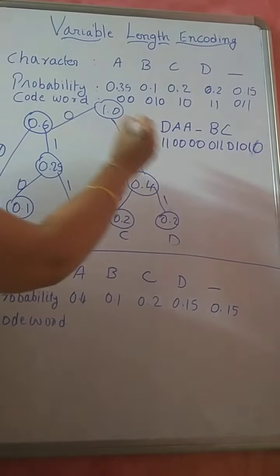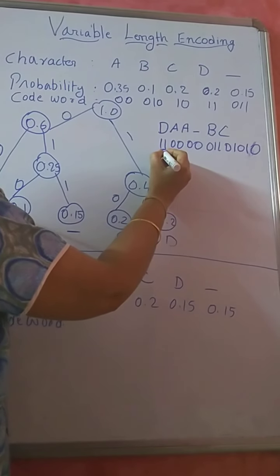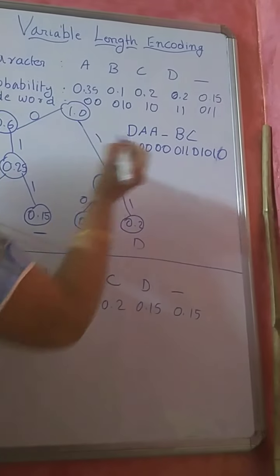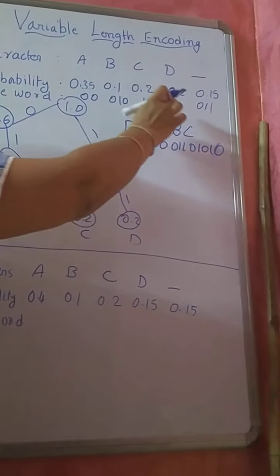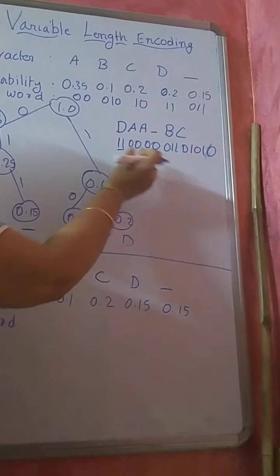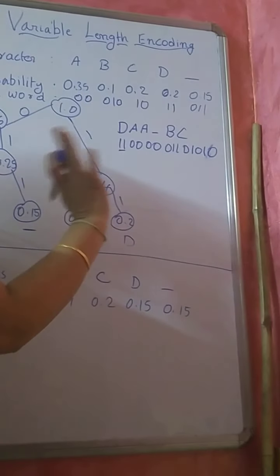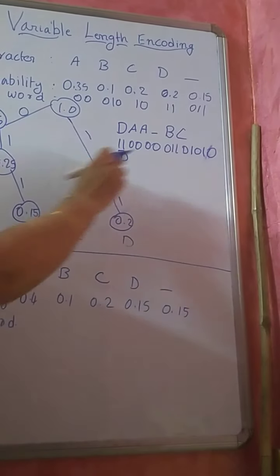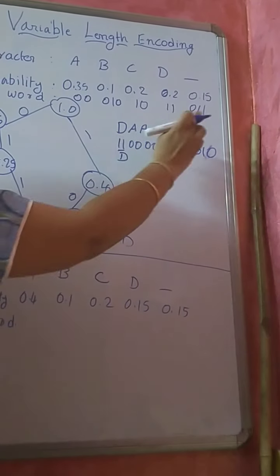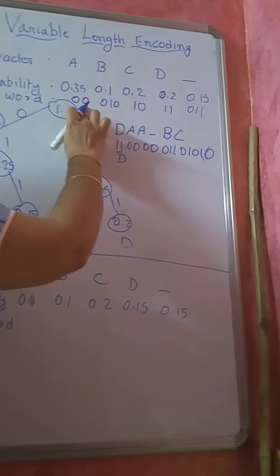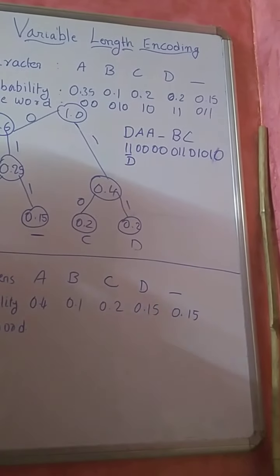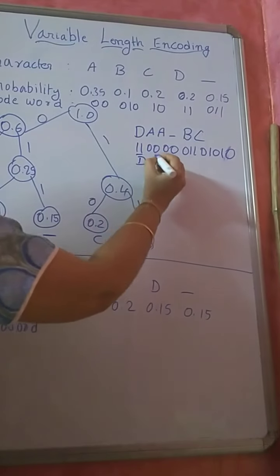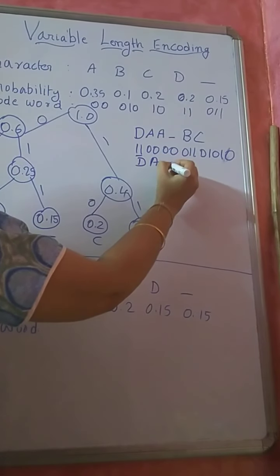Okay. So now we'll start with this one. Is 1 a code word for anything? No. Then is 11 a code word? Yes, 11 is a code word, so obviously it will not be a prefix of any other code word. So it is D. Next they will read 0. Is 0 a code word? No. Is 00 a code word? It is the code word for A, so it will not be a prefix for any other code word. So it is A. Same thing, 00 is A.